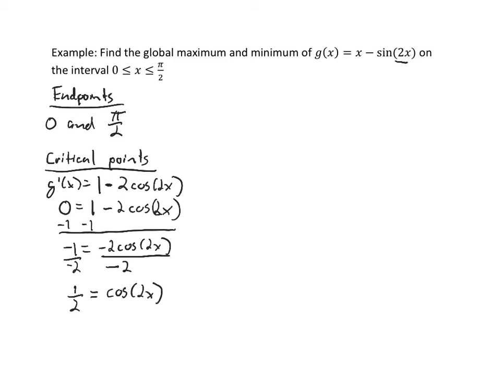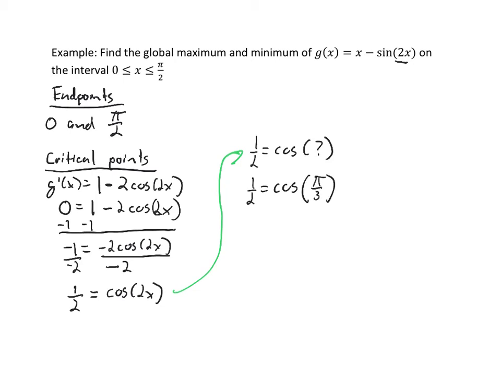So I'm going to work this part out off to the side just so we understand what's happening. Essentially what we're trying to find is 1/2 equals cosine of what? If you were to look at a unit circle, keep in mind cosine is equivalent to the x values, right? You would see 1/2 equals cosine of pi over 3.